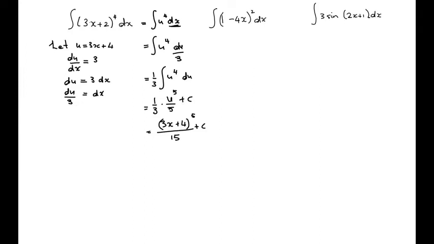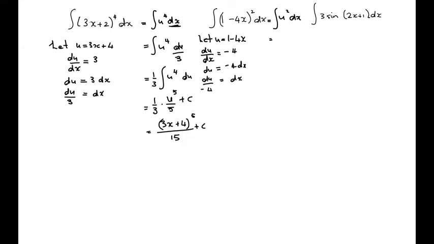Let's make the substitution. Let u equal 1 minus 4x. So that means I can rewrite my problem as the integral of u squared dx. Again, I've got two variables, but I know that if I find du by dx, I've got my dx. So that's equal to negative 4. Rearranging du by dx, I can say that du is now equal to negative 4 dx, and dx is equal to du over negative 4.